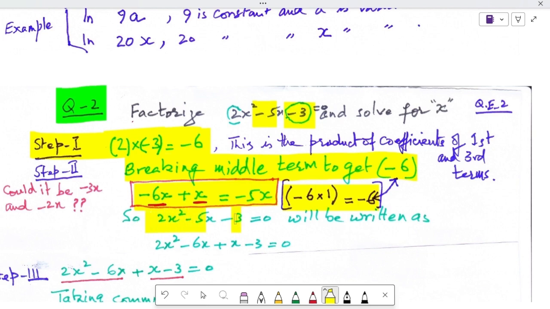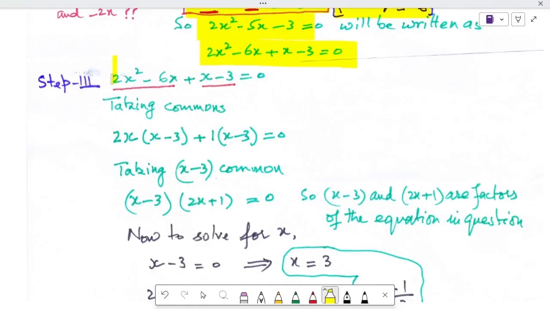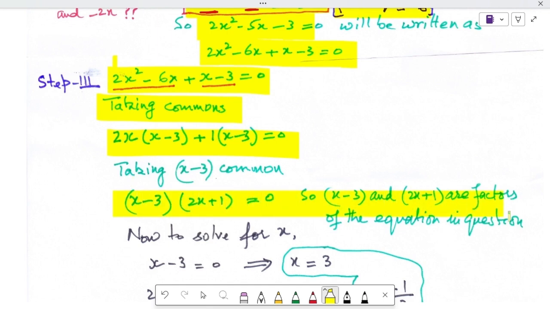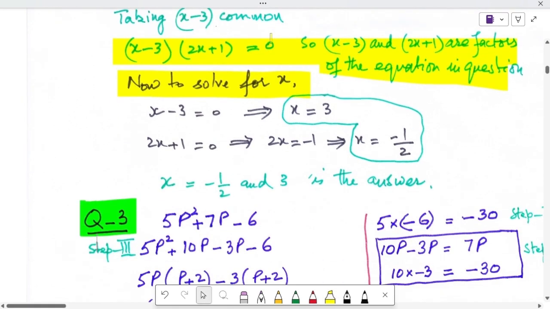So we write down 2x square minus 5x minus 3 as 2x square minus 6x plus x minus 3, and then separate the two pairs, take the commons, and find out that the factors are x minus 3 and 2x plus 1. But in the question, there was a requirement that we had to solve it for the values of x. So we take the factors separately.